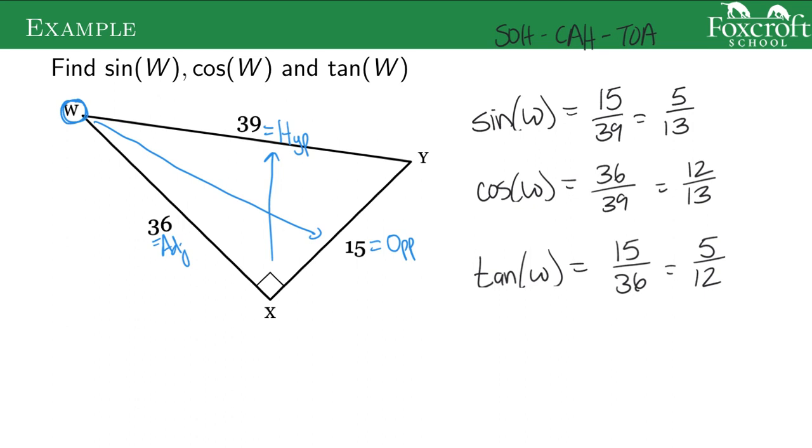Okay. So the ratios of these sides, it doesn't matter if this triangle were to be a little bit smaller or bigger. All right, the ratios of all these sides are the same. So the sine of this W angle is always 5 over 13. The cosine of this W angle is always 12 over 13. Tangent's always 5 over 12. All right, so this is what we're talking about when we're talking about the ratios of the sides of a right triangle.